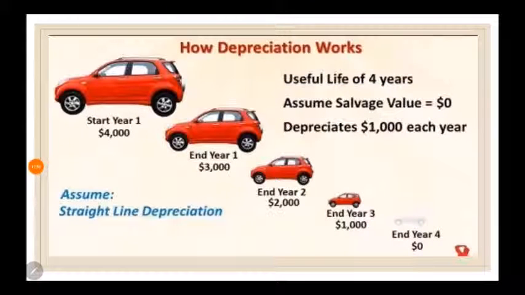Okay, look at this example here, how depreciation works. You have a vehicle here that is worth 4,000, and using the straight line method, the depreciation charge is 1,000 for each year. So at the end of each year, the vehicle is now worth 1,000 less, 1,000 less, 1,000 less, until the end of the 4th year it's worth 0, right? 4 years, 4,000.